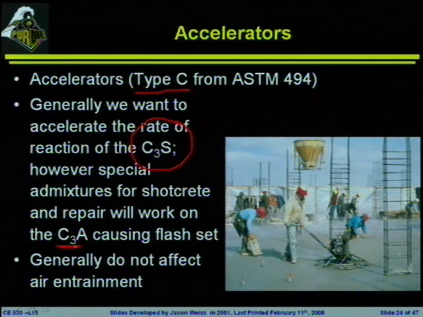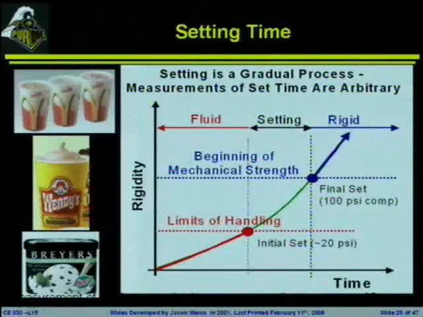They'll work typically there on the C3A because you're trying to get the system to stiffen up between the time that it shoots out of the nozzle and the time it hits the wall. And the C3A is going to be reacting the most quickly. Our typical accelerators are acting on the C3S, and generally they're not going to have much of an effect on air entrainment. It's just going to cause the entire system to set more quickly.